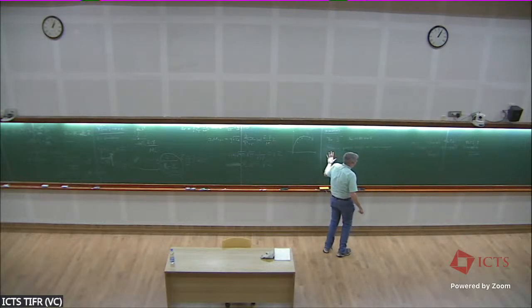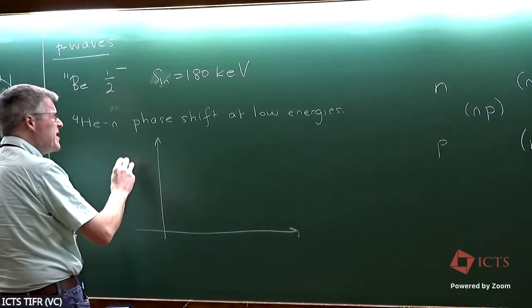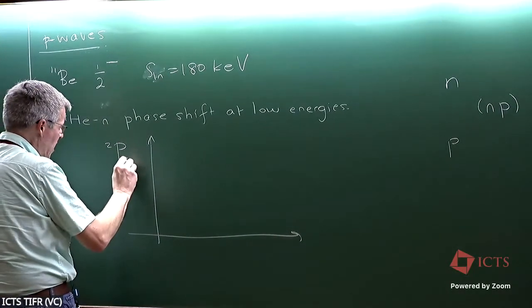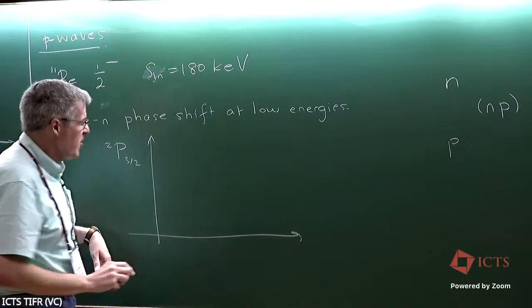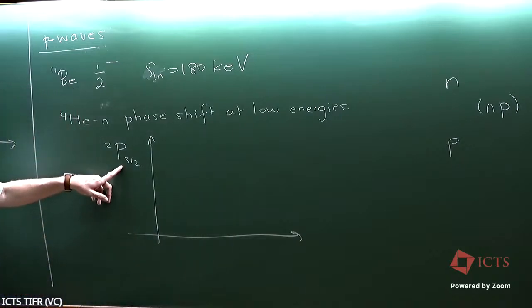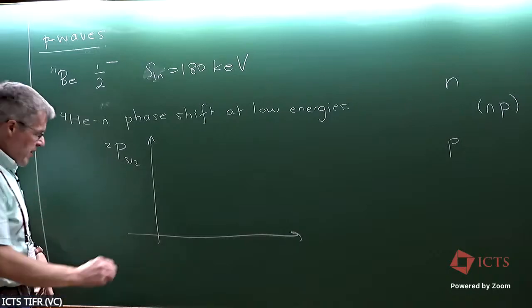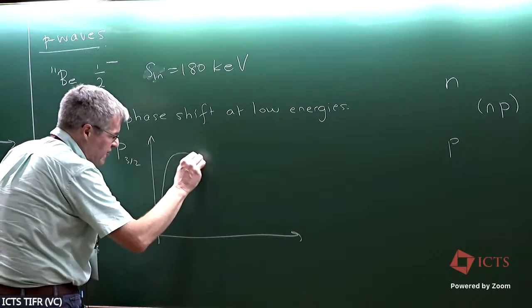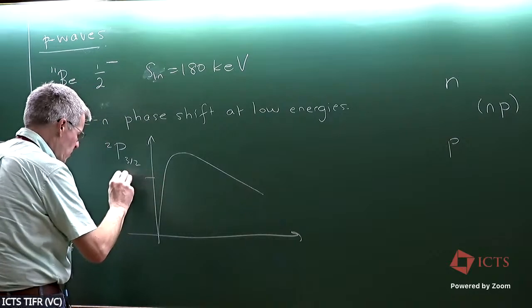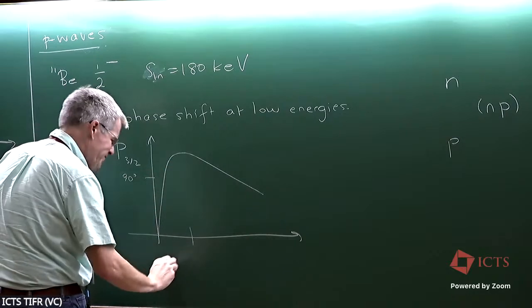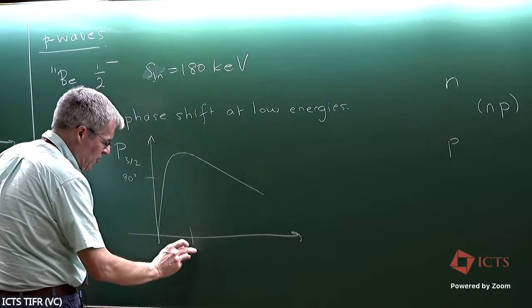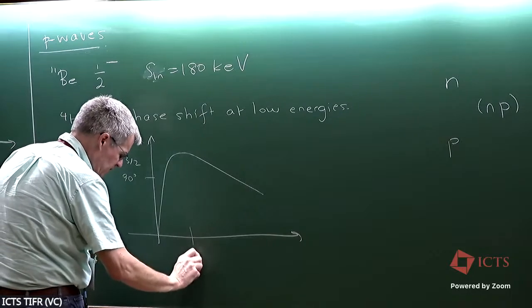But if I look at the P-wave phase shift, in particular, what is this? I think it's the doublet P3 halves. So this is the neutron and the alpha particle in a P wave with total angular momentum 3 halves. It goes up and actually passes through 90 degrees at very low energy. I'll check and let you know in the afternoon, but it's of order 1 MeV or less.